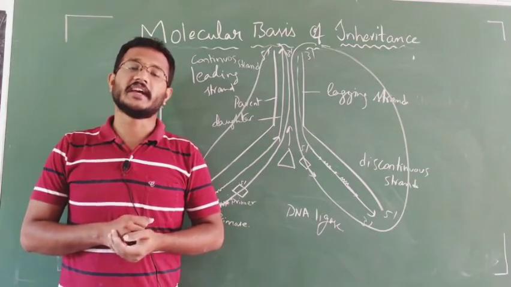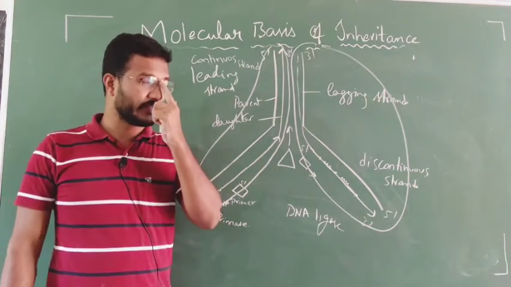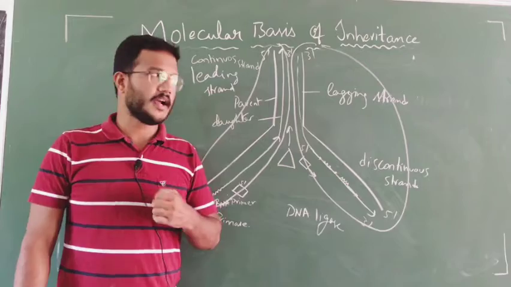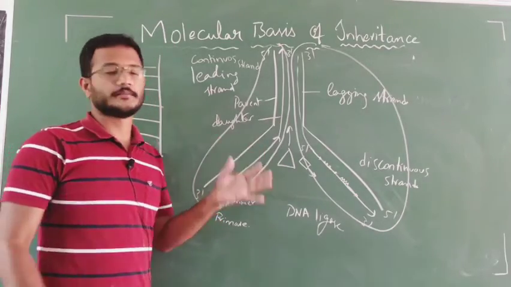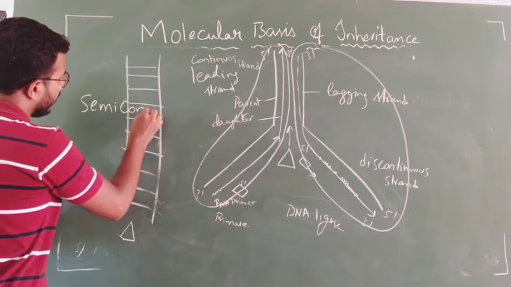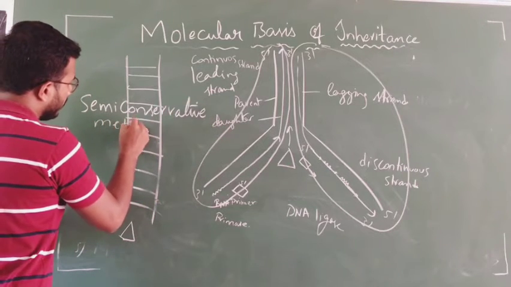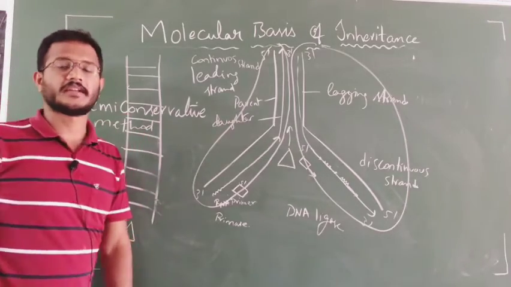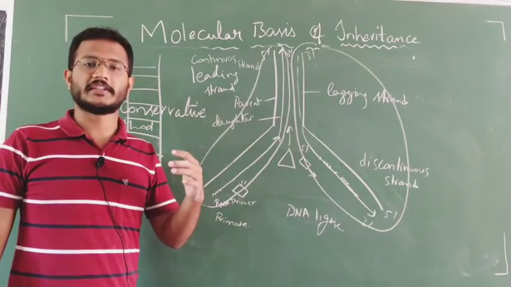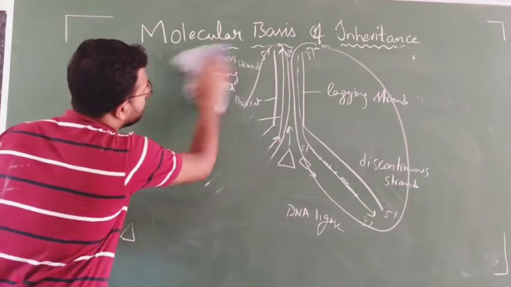In the next class, we will see an experiment done by Meselson and Stahl, who explain this method of DNA replication by experimental methods. We also call this mechanism of DNA replication the semi-conservative method. Why are we calling it a semi-conservative method? Conserving means having the same thing, but here semi means half conservation.